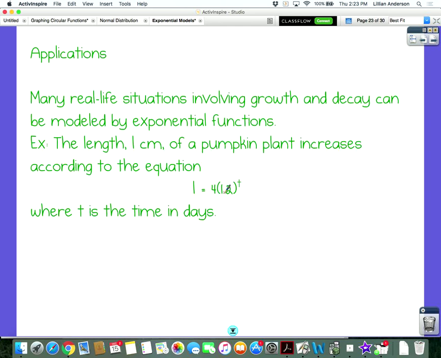Your A, that 1.2. A is greater than what? Remember, 3 to the x, 4 to the x, 5 to the x, every single one of those goes up. So because it's greater than 1, it is going to represent growth.